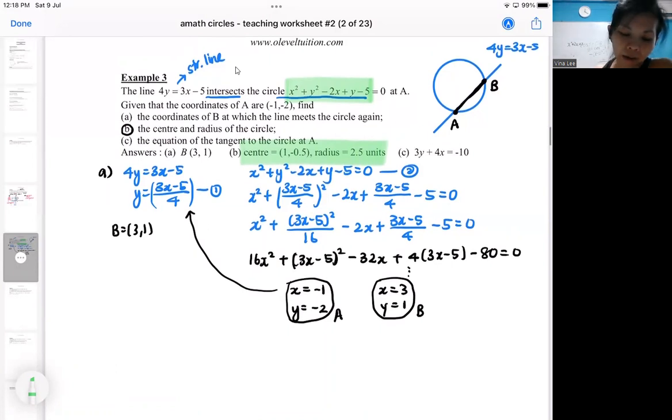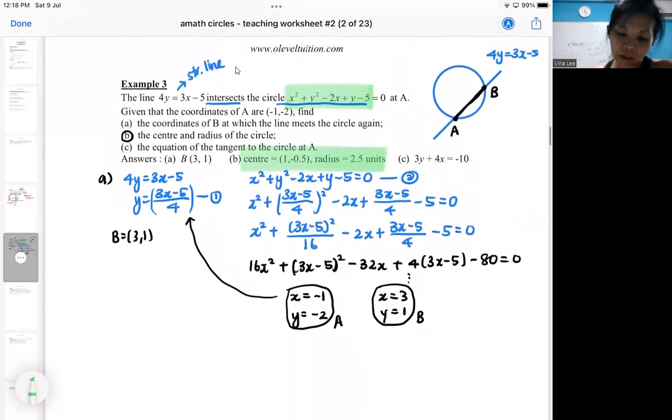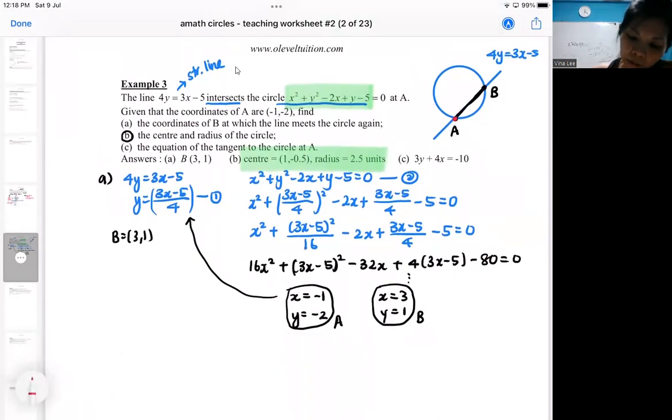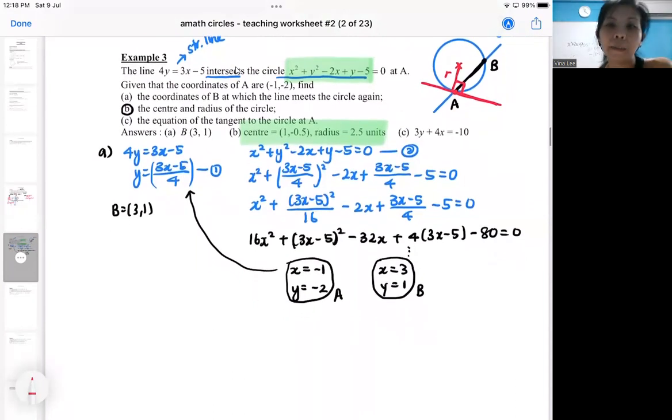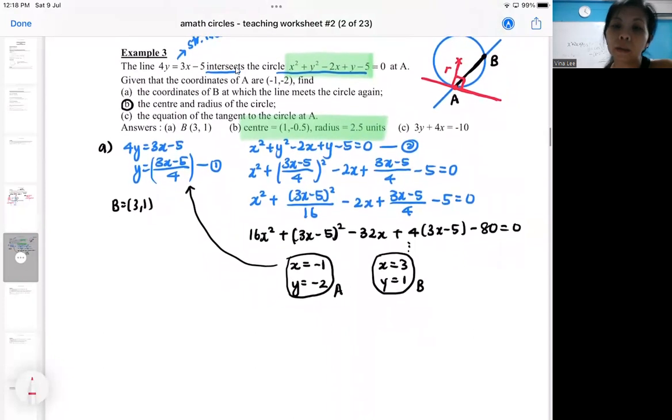The critical one is getting the equation of tangent at A. So this is the tangent. So what is the characteristic of a tangent? A tangent will be perpendicular to the radius. So this property also happens in A Math. And because of perpendicular, we can use m1 times m2 equal to -1.